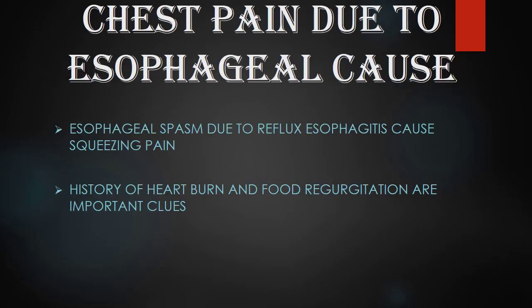Chest pain due to esophageal causes. Esophageal spasm due to reflux esophagitis causes squeezing pain that mimics pain of myocardial infarction. It may have a similar pattern of distribution. History of heartburn and food regurgitation are important clues. A number of children come to cardiac emergencies with chest pain that is usually due to esophageal spasm as a result of eating groundnut.